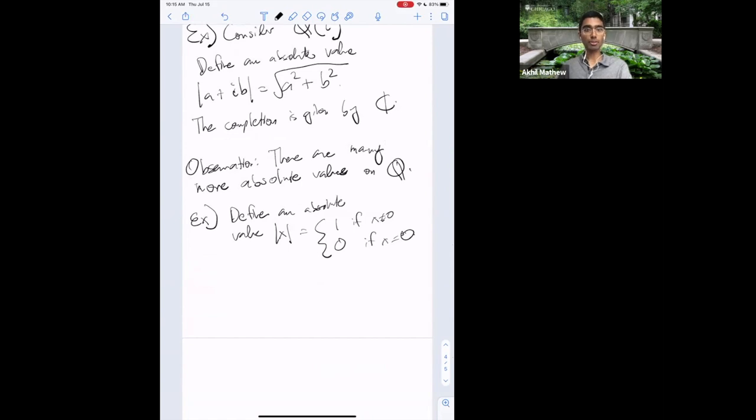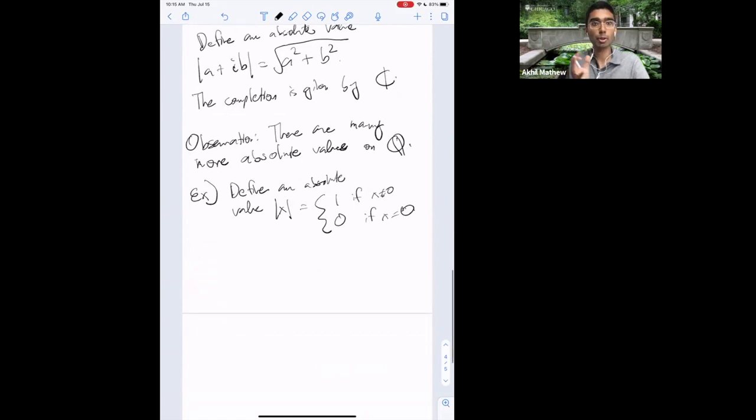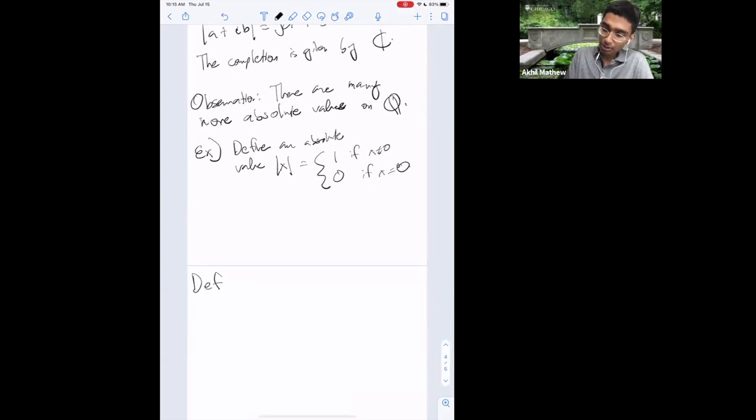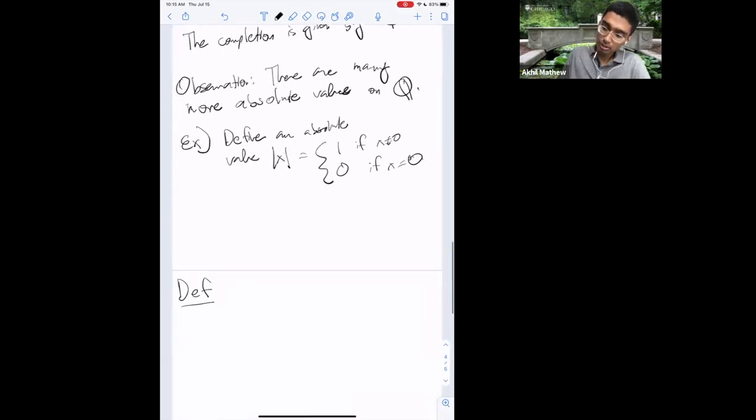But in fact, on the rational numbers, there are going to be a whole bunch of absolute values, one for each prime number. So let me make the following definition. Let p be a prime number.